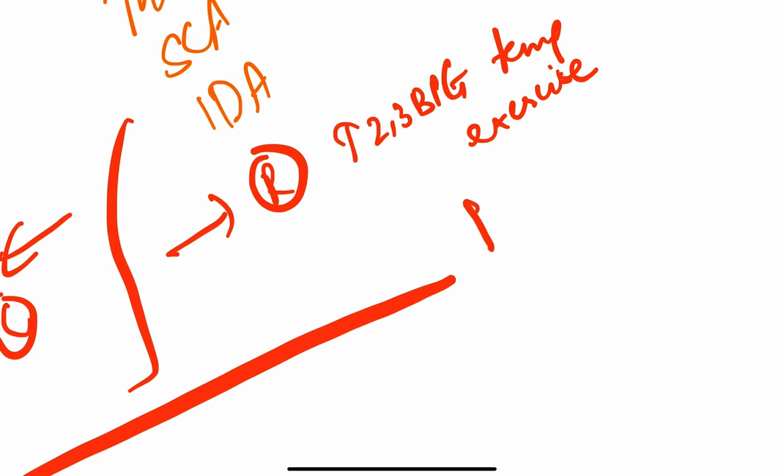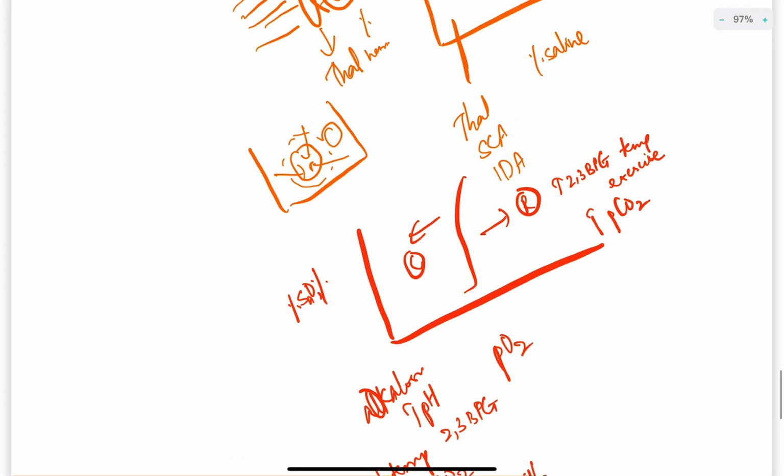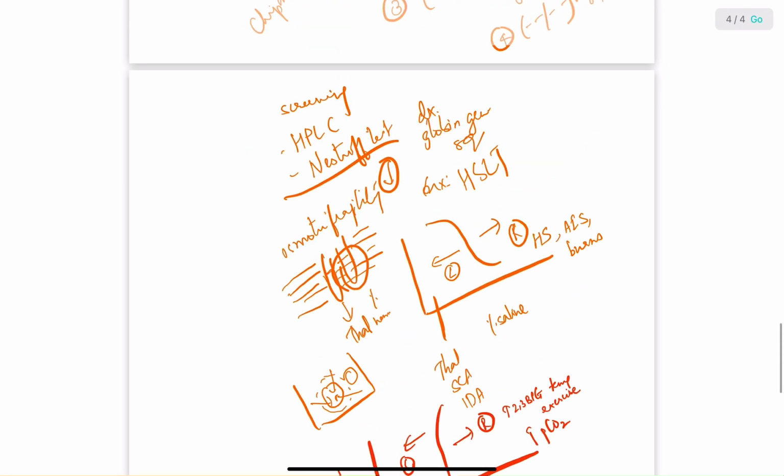So there's going to be increased PCO2. All of these conditions, anemias, all of these conditions are when you need more oxygen in the tissues and you want hemoglobin to release more oxygen. Therefore, there's going to be a rightward shift in the hemoglobin oxygen dissociation curve. Alright, so that was it.